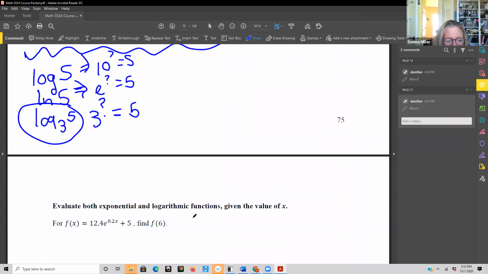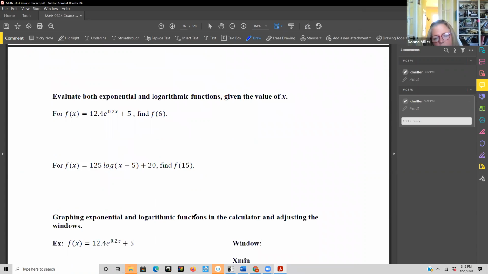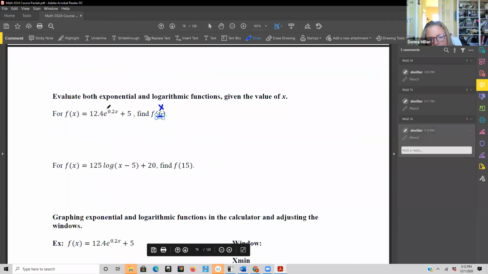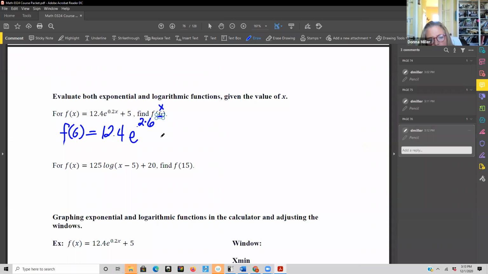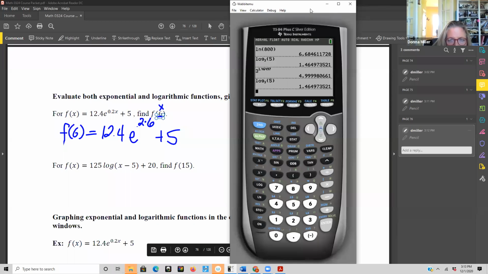All right, so evaluating these things is the same thing as just plugging numbers into the calculator. You learned this is X, right? So you're just going to plug in X as 6. I'm just replacing X with 6, and that's just something I can type in my calculator. So if I pull up my calculator, I'm just going to type that in.